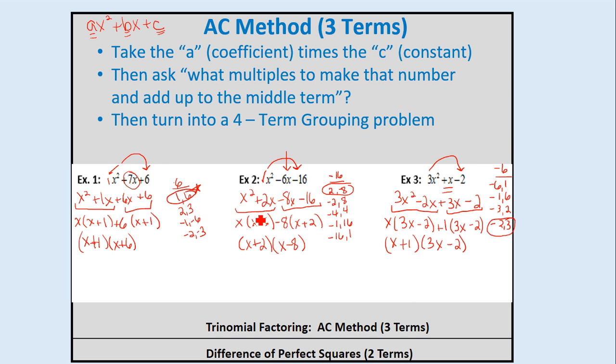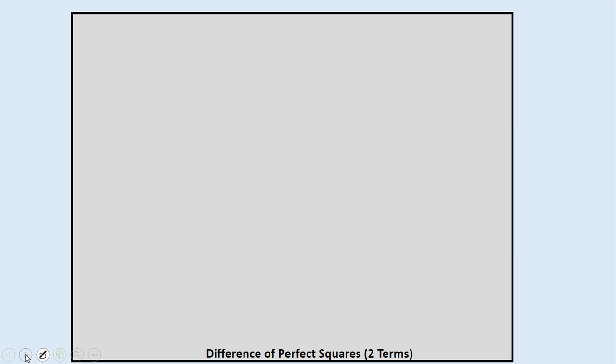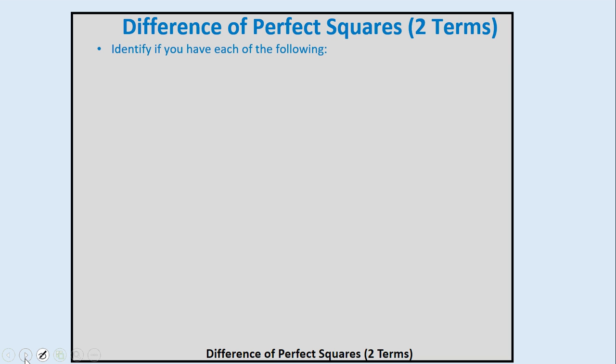Okay, so we have now taken a look at how you turn a 3-term problem into a 4-term grouping problem. All right, so now let's look at our last method for factoring. What about difference of perfect squares? This is a common one to look at when you have 2 terms. So for the difference of perfect squares, the first thing you'd want to do is identify if you have each of the following. First of all, you need to have a difference. And you need to make sure you're looking at perfect square numbers.